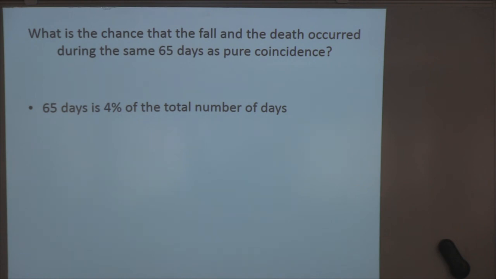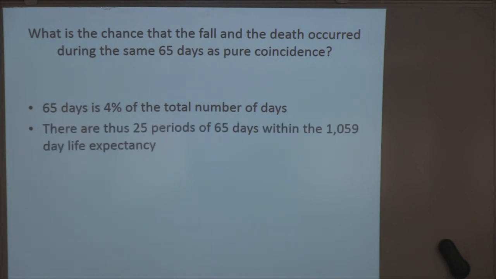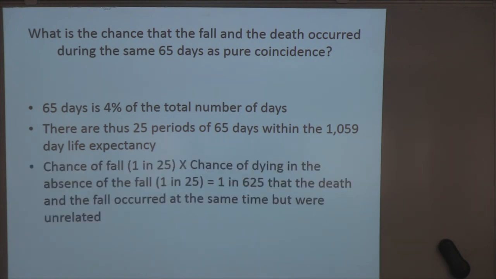65 days is 4% of the total number of days. This gives me 25 periods out of the entire number of days. So I take the chance of fall times the chance of dying, 1 in 25 times 1 in 25, and I get a 1 in 625 probability that this is purely coincidental.